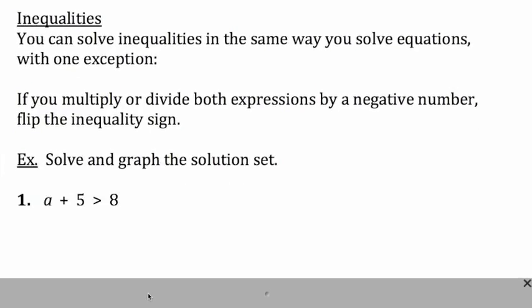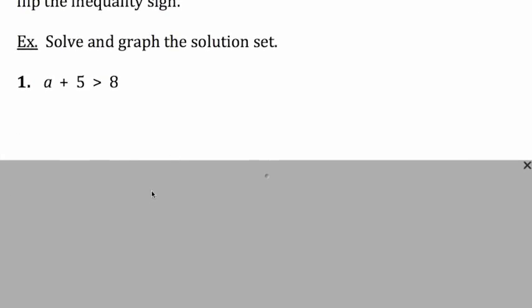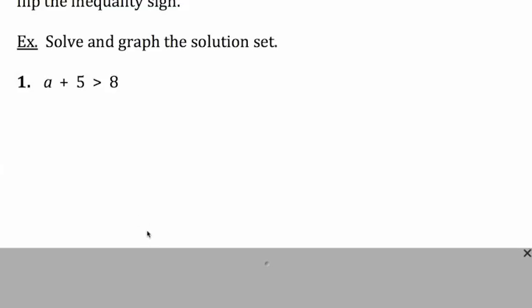The first inequality that we will solve is a plus 5 is greater than 8. To solve this inequality, we will use the same steps that we use to solve a linear equation. We'll go through all of the steps. Step 1, simplify both expressions. I can't do that. They're both already simplified. Step 2, get your variable in one expression. My variable is a, and it's already in one expression.